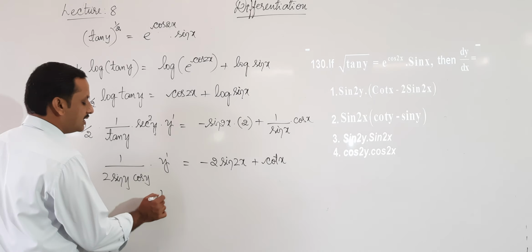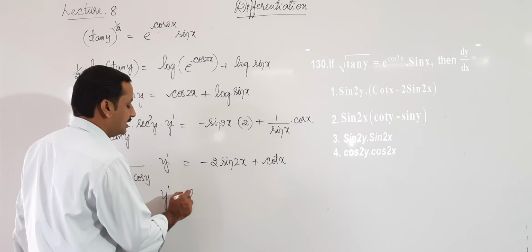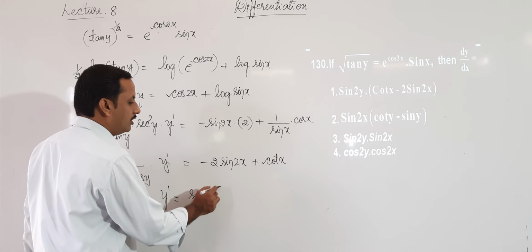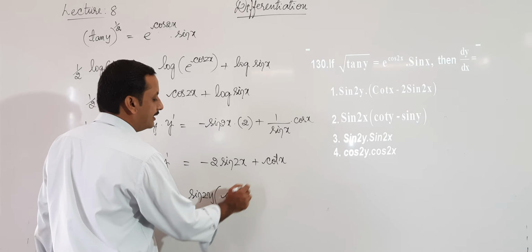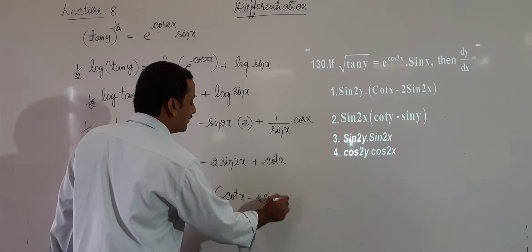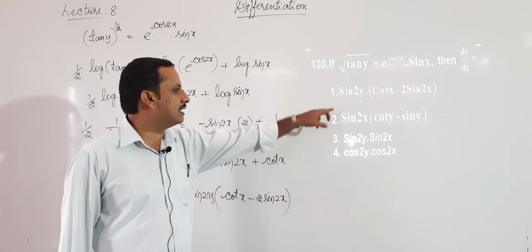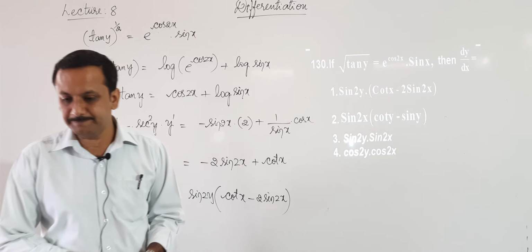So y dash is equal to, this 2 sin y cos y is nothing but sin 2y. Take it to the RHS: sin 2y into this factor. I will write this term first. Cot x minus 2 sin 2x. This is our y dash. Sin 2y into (cot x minus 2 sin 2x), which is the first option.